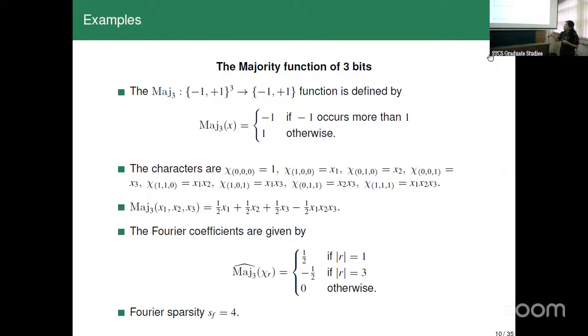But the polynomial expansion of majority has only 4 characters: half x1 plus half x2 plus half x3 minus half x1 x2 x3. Hence, Fourier sparsity is 4. So although we have 8 characters, the sparsity is equal to 4.